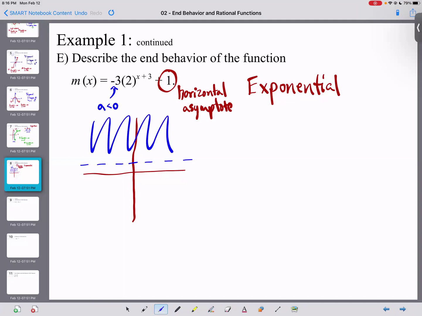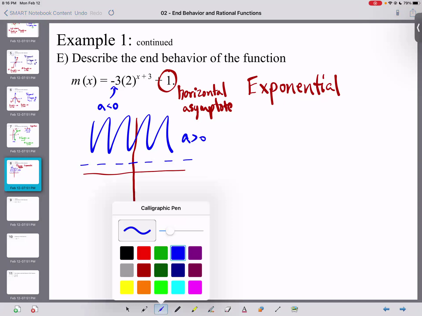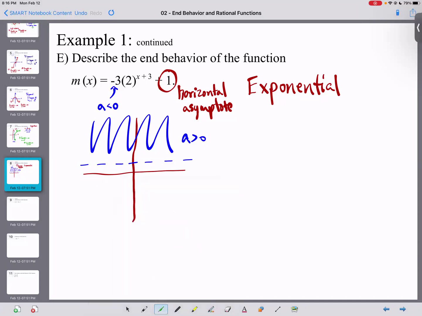So this up here would be if a was greater than 0. Because a is less than 0, we're going to be at the lower end. And because my base is greater than 1, we're going to move away from the asymptote rather than towards it. If my base was less than 1, we would move towards the asymptote. Because it's greater than 1, we're going to move away from the asymptote. So this graph is going to look like this. So that would be the graph of m of x.